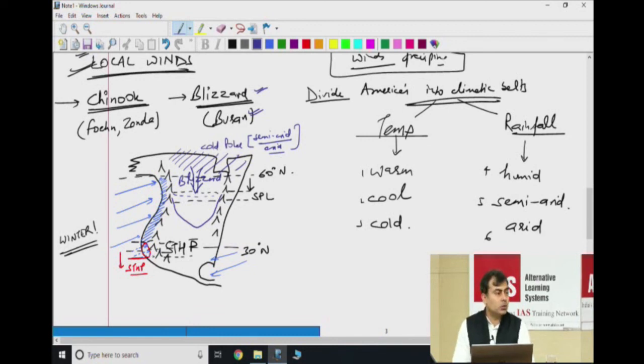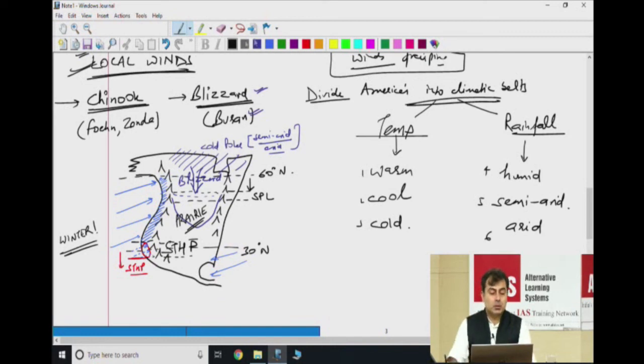It's absolutely okay when the blizzard comes. We know that the belt in North America is the prairie belt. Yes or no? So prairie is a grassland. And if very cold frozen air comes on that, what will it do? It will cause the entire prairies to be covered by snow. Perfectly okay. A local wind called blizzard causes winter snowing of prairies. Is everyone okay? Simple example of a local wind.